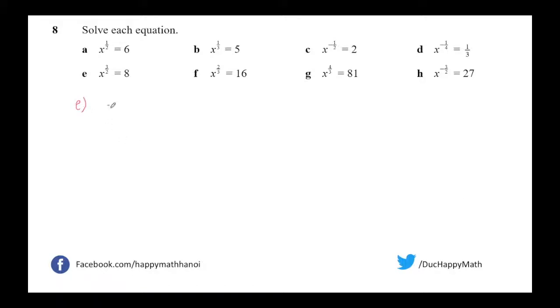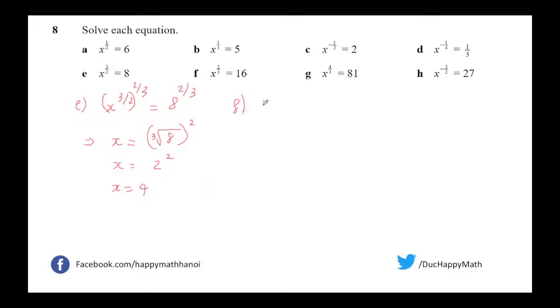Question E. 3 over 2, so it means the power outside is 2 over 3. And you put 2 over 3 in the left hand side, you have to put 2 over 3 in the right hand side. So this one is x, and this here is cube root of 8 and square outside. 2 squared and x equal to 4.